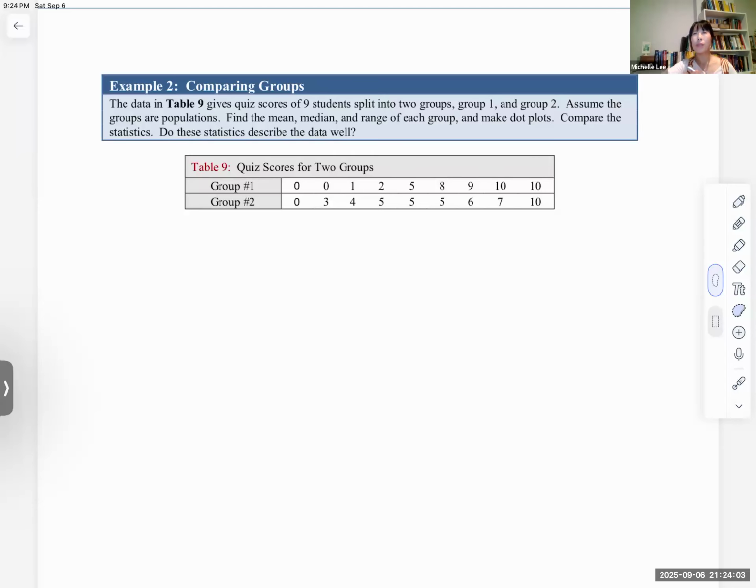Okay, so we have a second example question. Once again, I'm going to bring here the mean, median, and then the range. We're going to find four, and then I'm going to bring the dot plot here. Let's find the range first. So range for group number one, range for group number two. Can you please try?